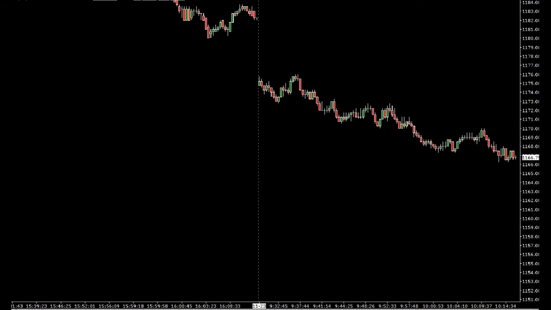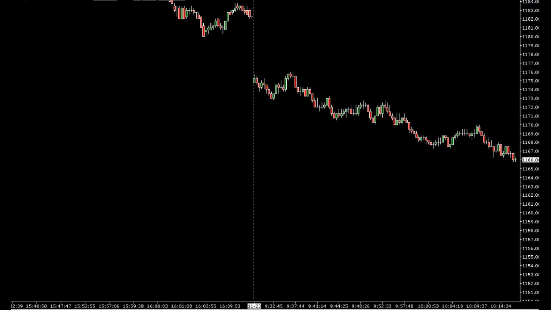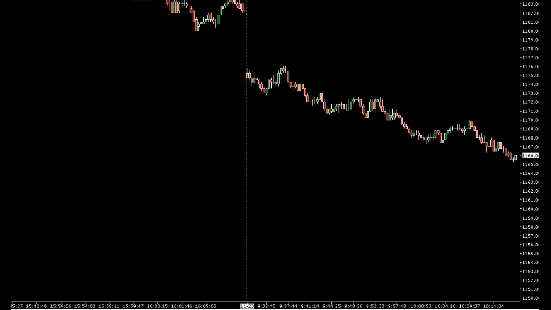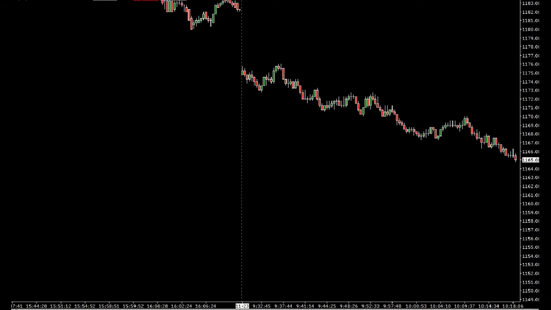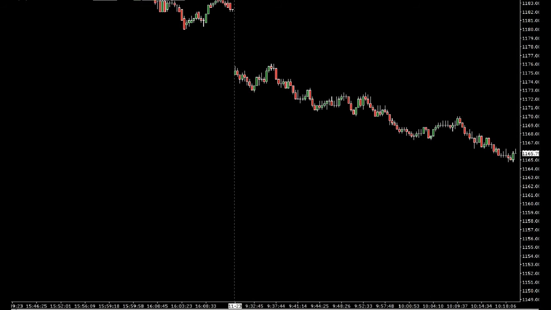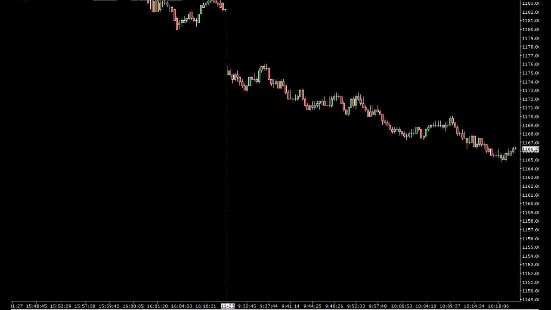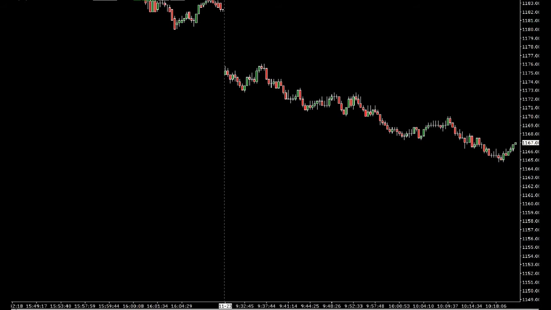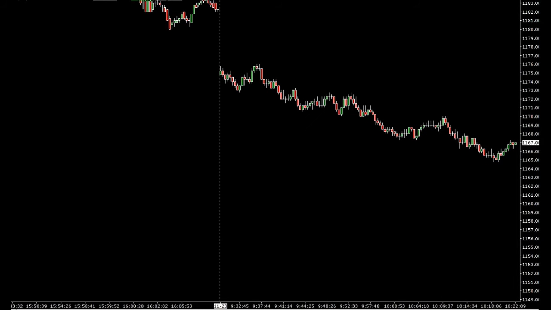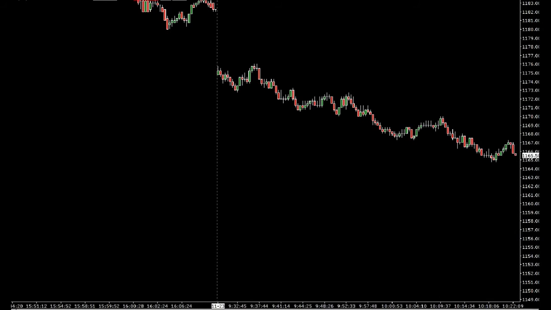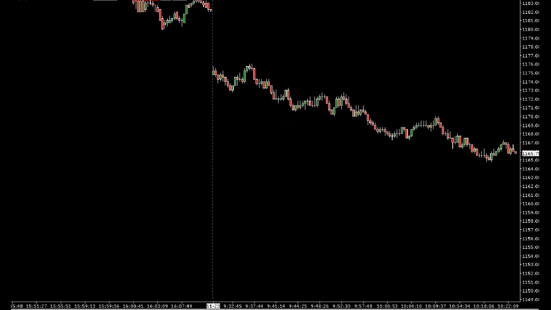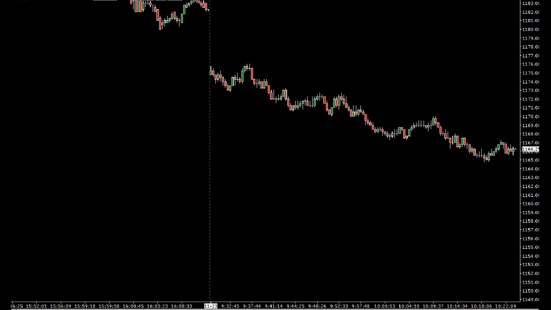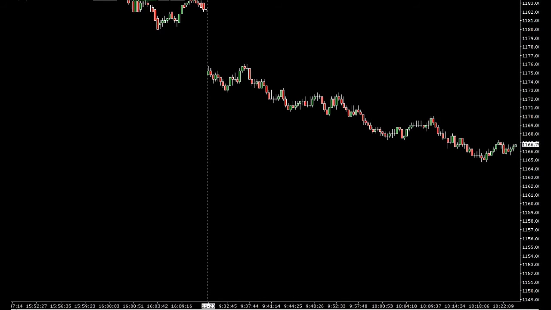Now a low is put in at 1164, and at that point it looks like the initial move is over. But what that does is it says to me that there's confidence to the downside on opening, and later on in the day I should look for another move down.